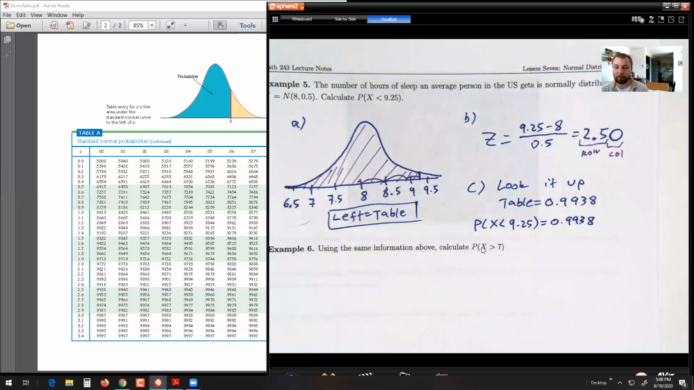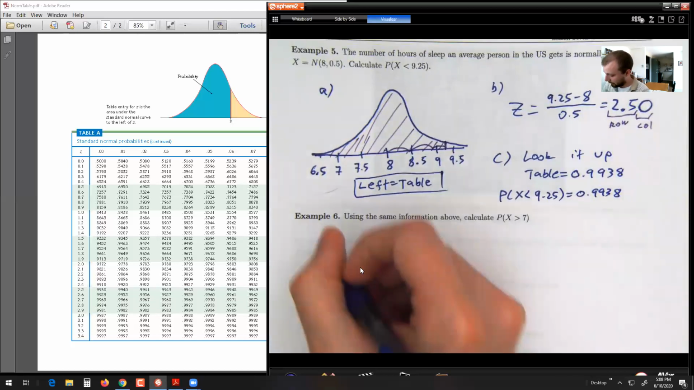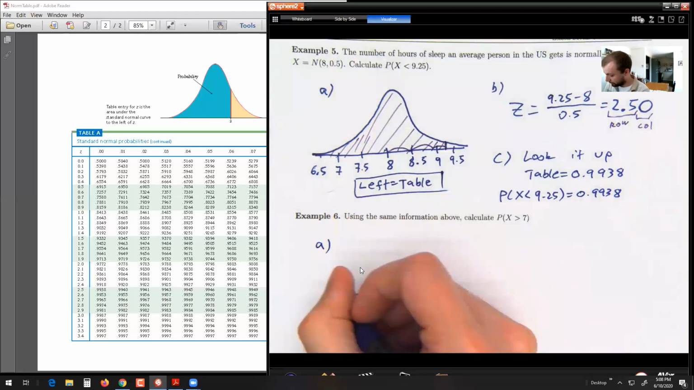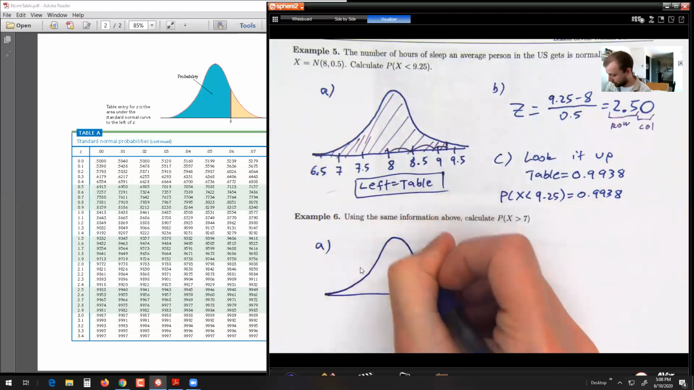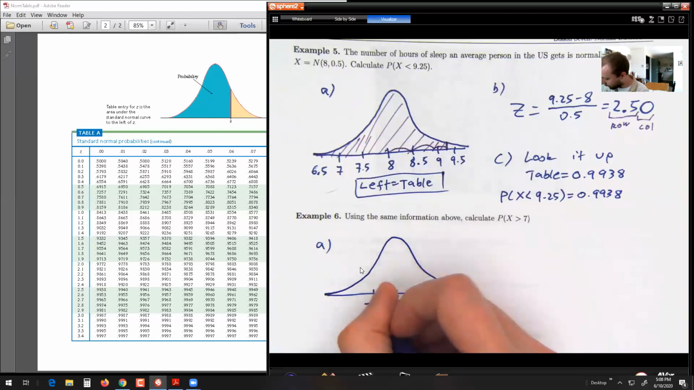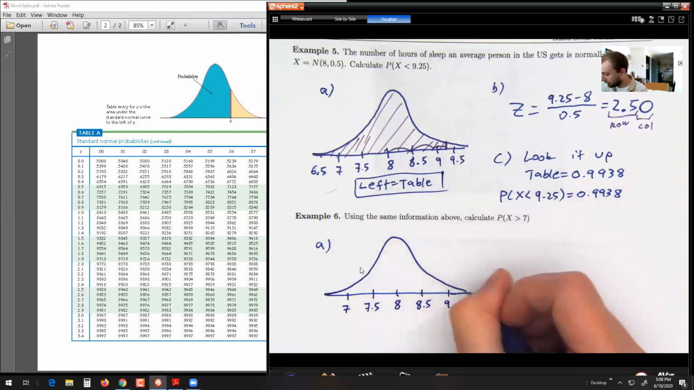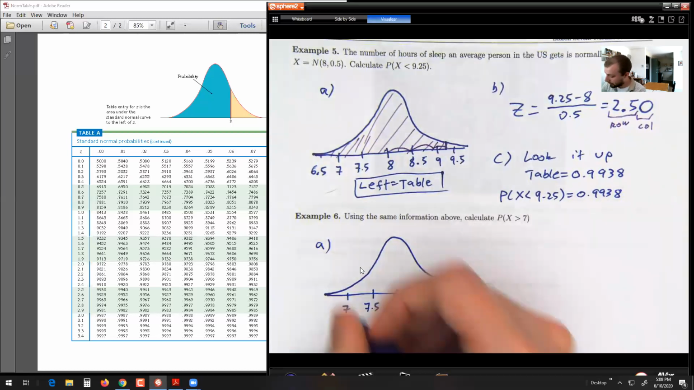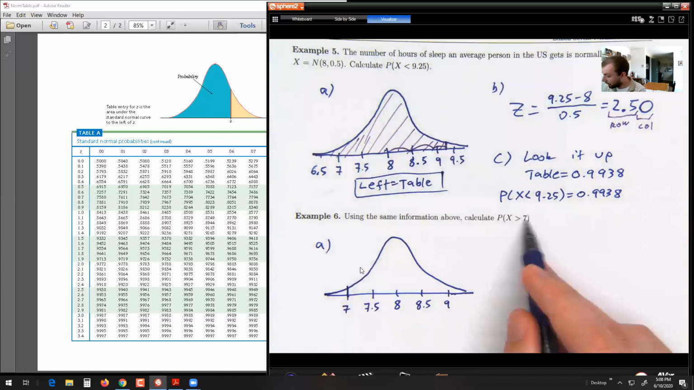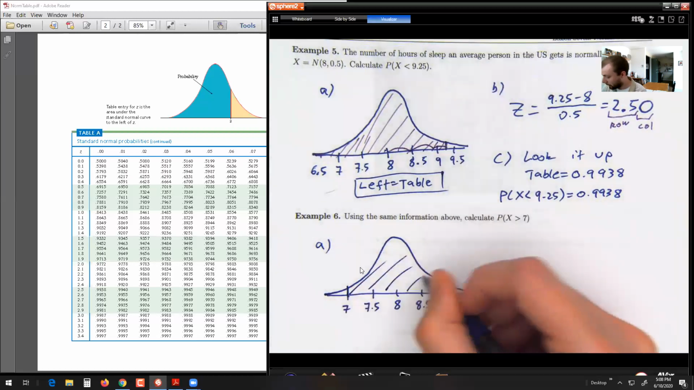Let's try to figure out how many people are getting more than 7 hours of sleep. I'm going to go through the same process and draw my picture. The center of the curve is 8. I'm counting by 0.5, so this is 7.5 and 7. I've already found my value. This is 8.5, and this is 9. I'm looking at 7 and values bigger than 7. All of these numbers are bigger than 7, so this is shaded to the right.